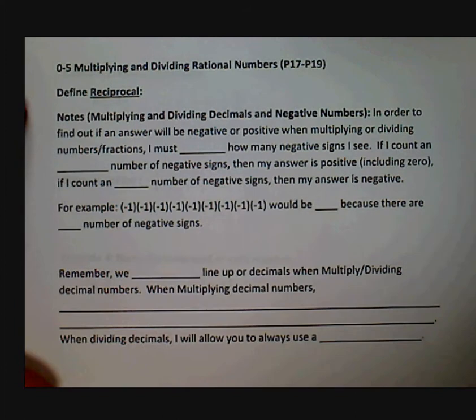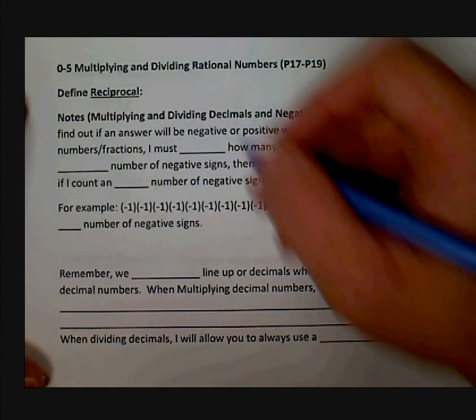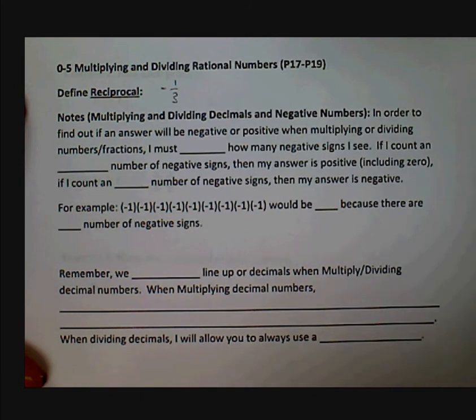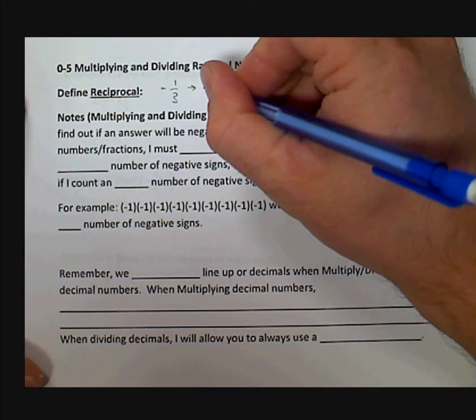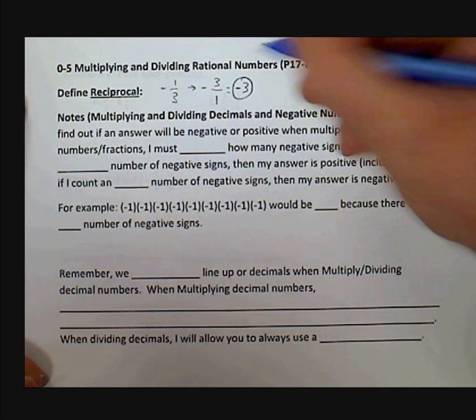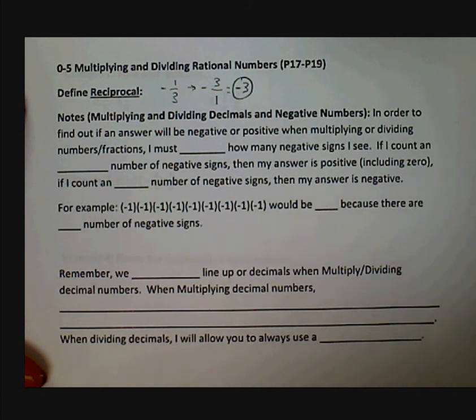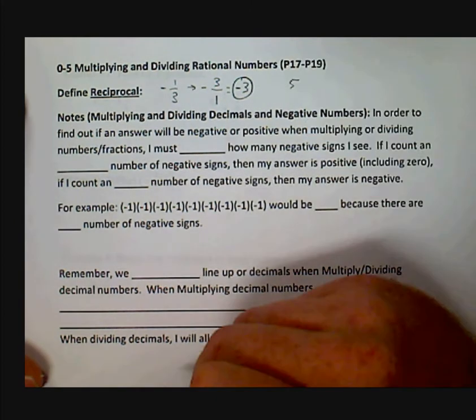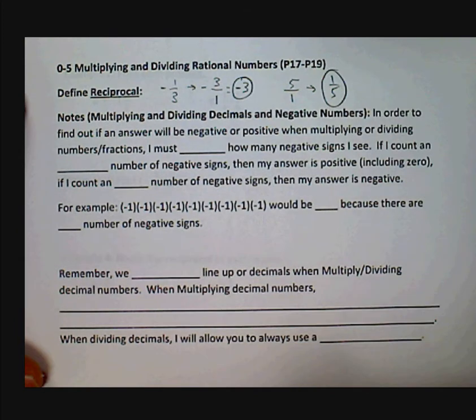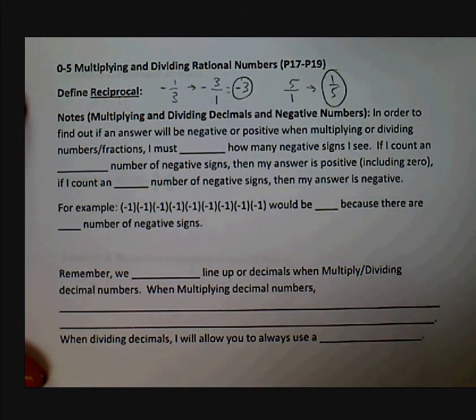Before we get into anything further, we need to go ahead and define reciprocal. Reciprocal means that we flip what we see. If I have -1/3, I flip that, so then it would be -3/1, which is the same thing as -3. If I have a whole number, 5, I would put 5/1, and I would flip that and say 1/5 is the reciprocal.